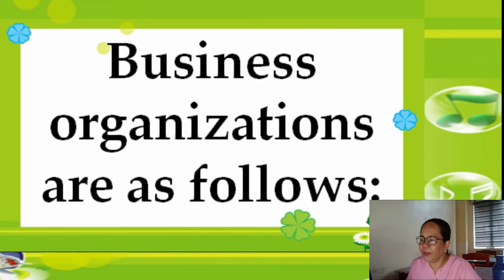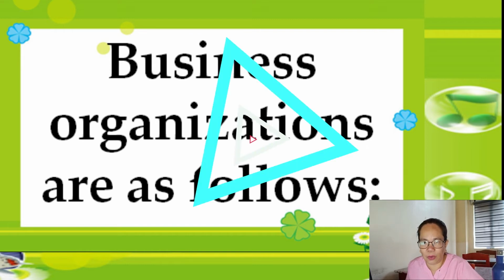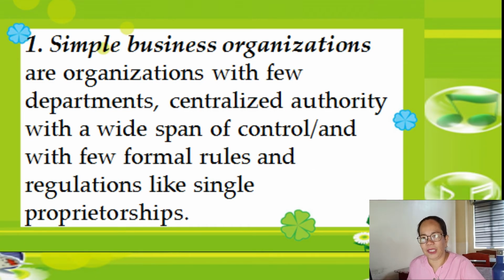Next, what are the business organizations? So business organizations are as follows. Simple business organization. Number 1, are organizations with few departments, centralized authority with a wide span of control, and with few formal rules and regulations like single proprietorship. Ako ang may-ari, ako ang manager, ako ang kahera, ako lahat. Meron lang akong 2 tao. Ang utos ay manggagaling lamang sa akin. Simple business organizations yon.